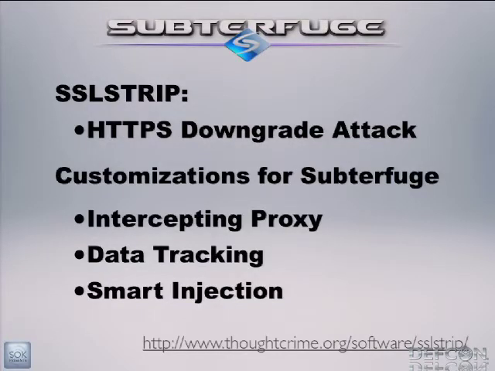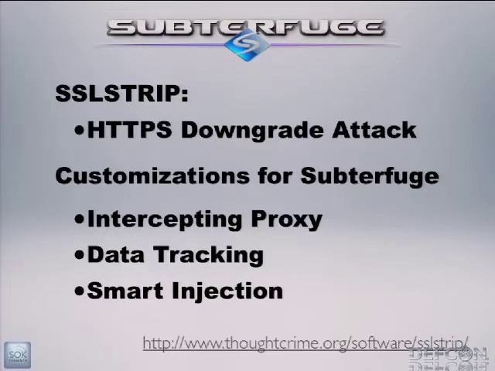Right, so something else we used as a big backbone component of Subterfuge is SSL Strip. Moxie Marlinspike at Black Hat in 2009 released SSL Strip, and it runs an HTTPS downgrade attack. When we first came across SSL Strip and started looking into the code, we almost felt like we died and went to heaven because it's written in Python, for one. For two, it also acts a little bit like an intercepting proxy.